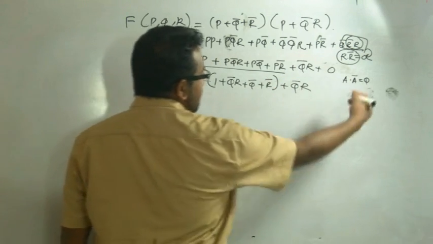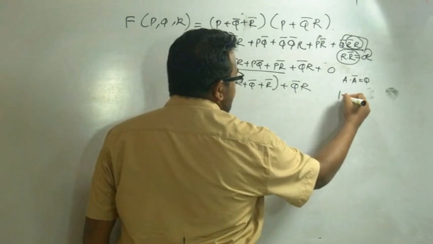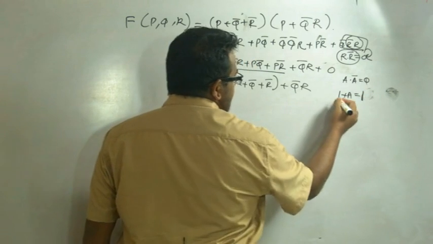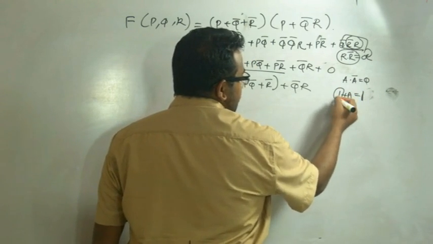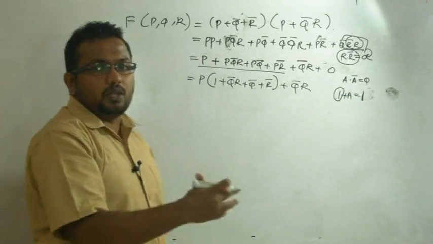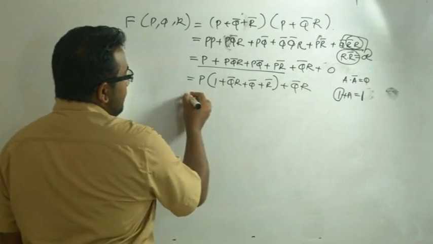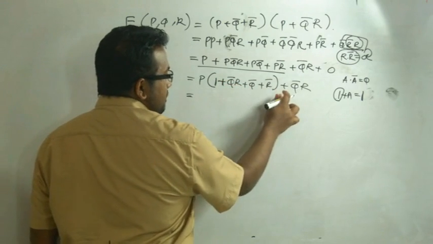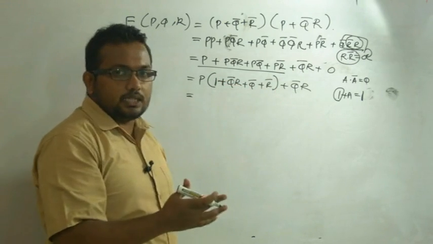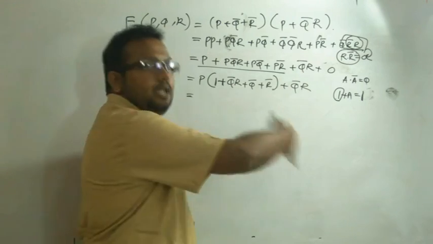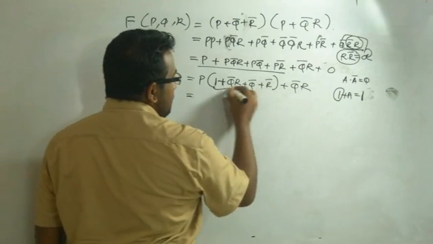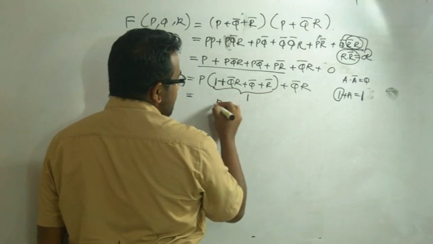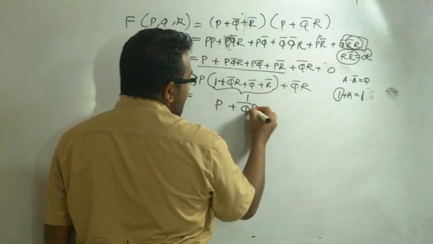And again there is another law which says 1 plus a equals 1. If you sum 1 with anything, it will become 1. So here you can see 1 is here plus 3 sections, but we do not want to consider that because 1 plus anything equals 1, which means the entire part becomes 1. P into 1 is p plus q bar r.